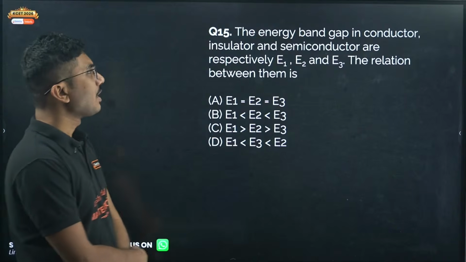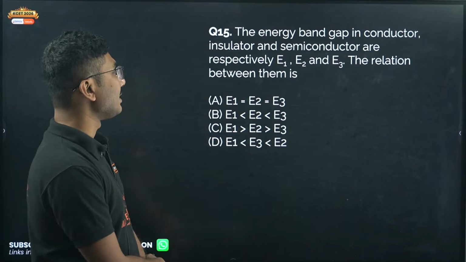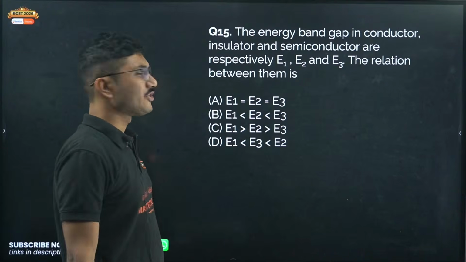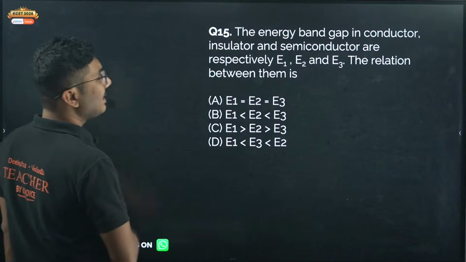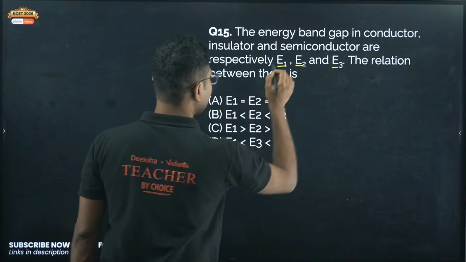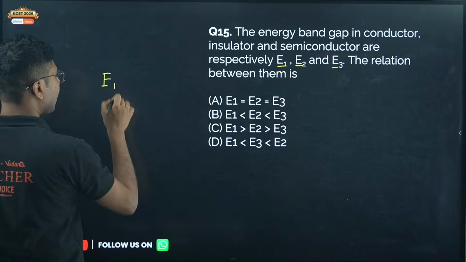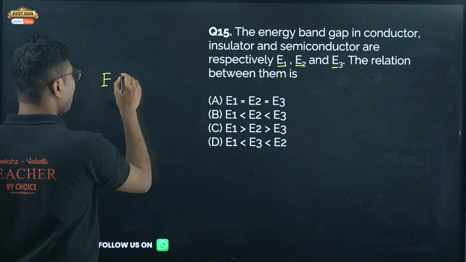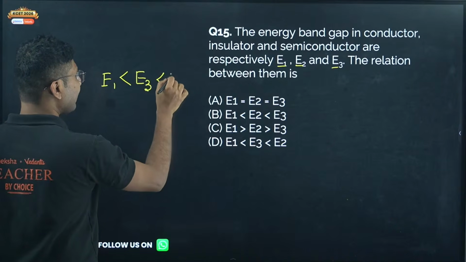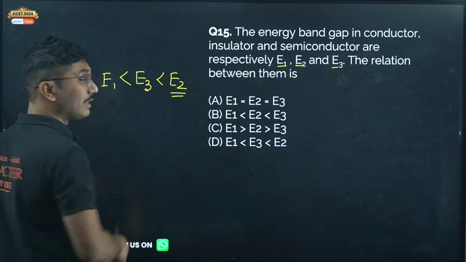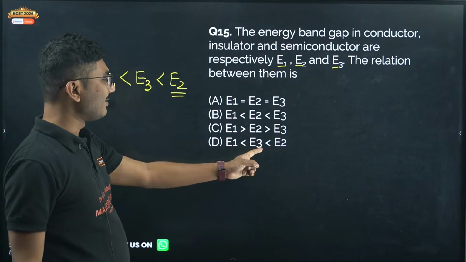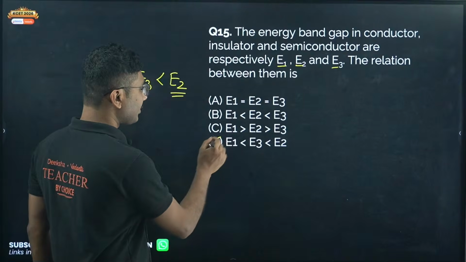Now next question. The energy band gap in conductor, insulator and semiconductor are respectively E1, E2 and E3. What is the relationship between them? So this is semiconductor, this is insulator, this is conductor. Conductor is almost 0, so conductor has the smallest band gap. Next is E3, which is semiconductor, and then E2, which is insulator. Insulator has the highest band gap. So it will be E1 less than E3 less than E2. So the correct answer is option D.